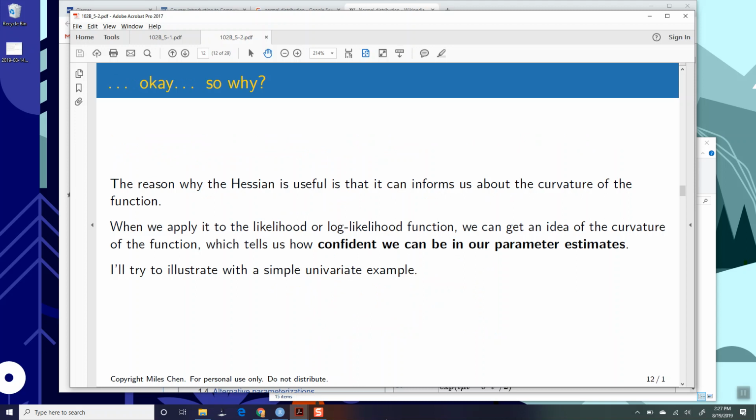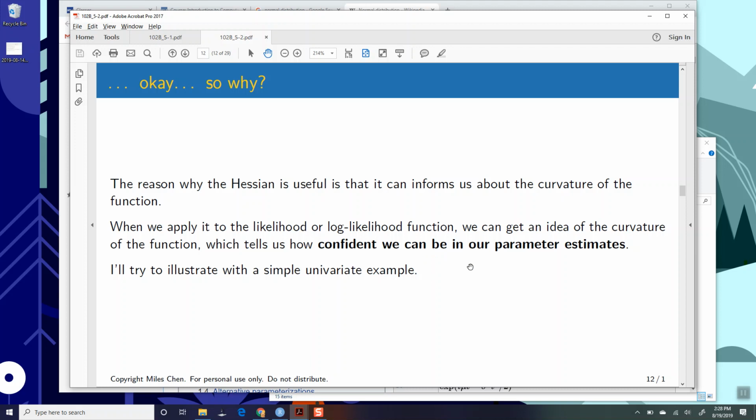All right, so why would we want to do this? Just like the second derivative gives us information about the curvature of the function, the Hessian also gives us information about the curvature of the function. And if we apply this to the likelihood or the log likelihood function, it will give us an idea of the curvature of the likelihood function. So what does that even mean?